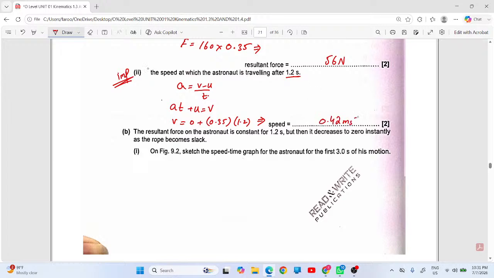0.42 meters per second. The resultant force on the astronaut is constant for 1.2 seconds, but then it drops to zero instantly as the rope becomes slack. Okay. Next is, on figure 9.2, sketch the speed time graph for the astronaut for the first 3 seconds of his motion.